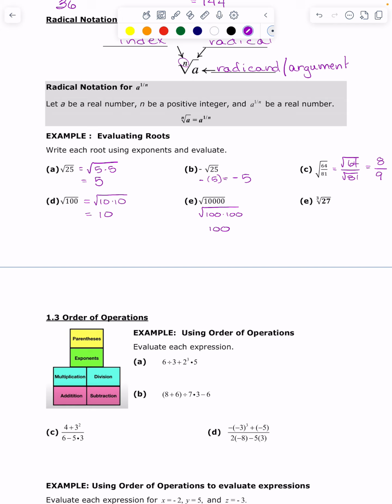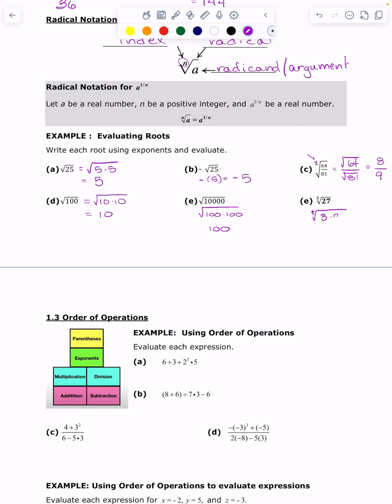E looks a little different, and while I don't think there are any like this in the homework, it's important to understand the property is the same. Remember that I said that even though there's not an index up here, it's a 2 because we use square root more than anything else. It is possible to need a cube root, and that's what that little 3 means. That means what number can I multiply by itself to get 27?